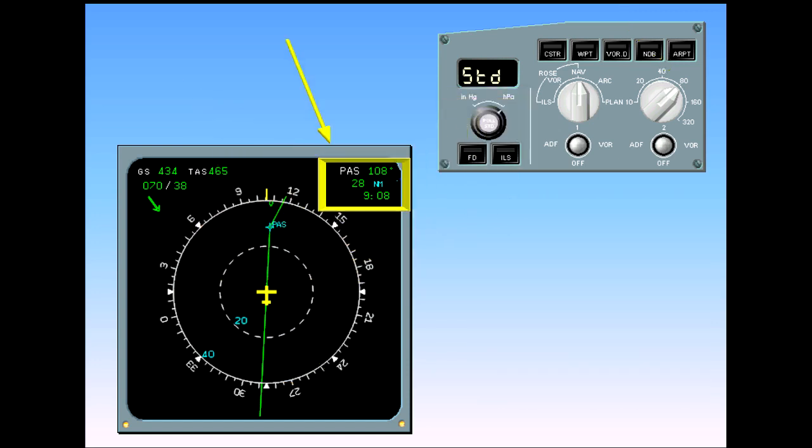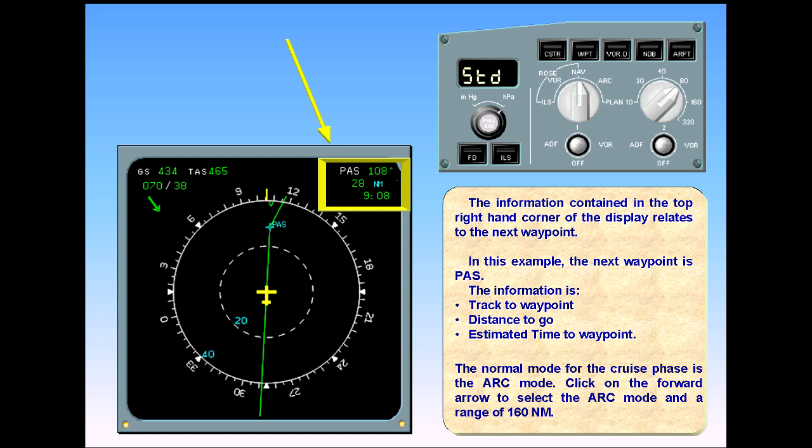The information contained in the top right-hand corner of the display relates to the next waypoint. In this example, the next waypoint is PAS, Papa Alpha Sierra. The information is track to waypoint, distance to go, estimated time to waypoint. The normal mode for the cruise phase is the ARC mode.